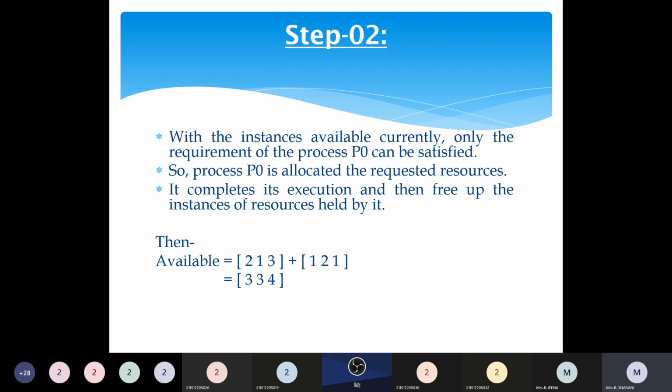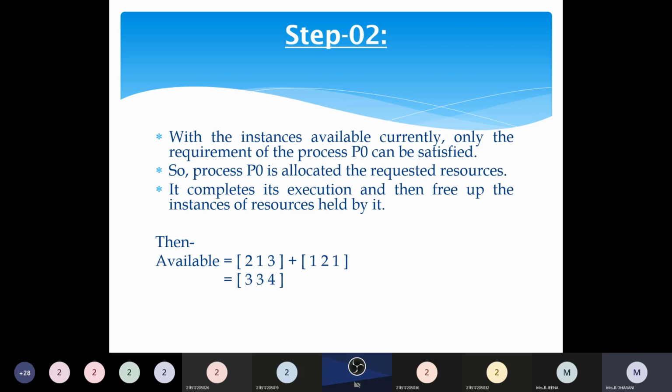So the current availability is already 213 plus the requested resources allocated to P0, which is 121. When you add, you will get 334. Okay, so now the current availability of the resource is 333. Now with this availability, you need to check the remaining process.